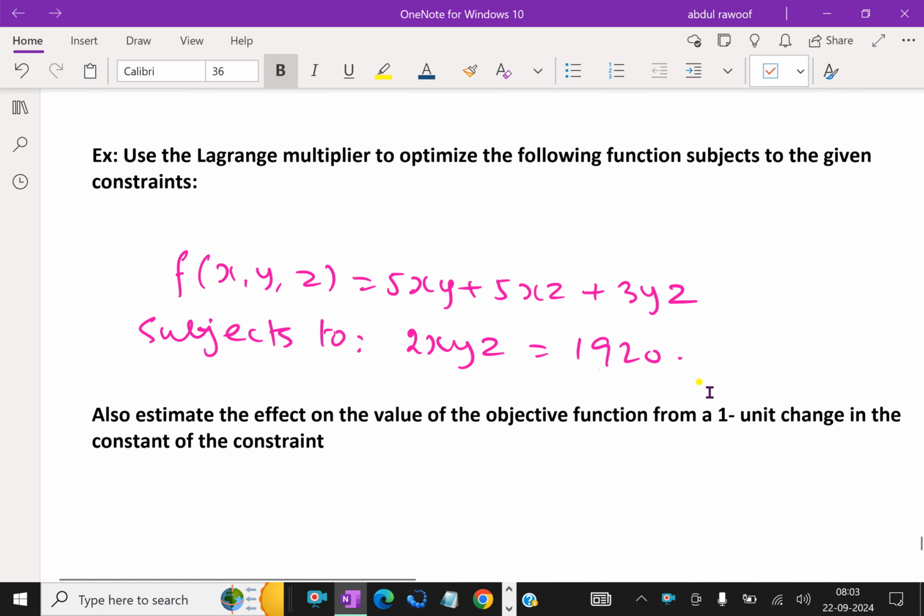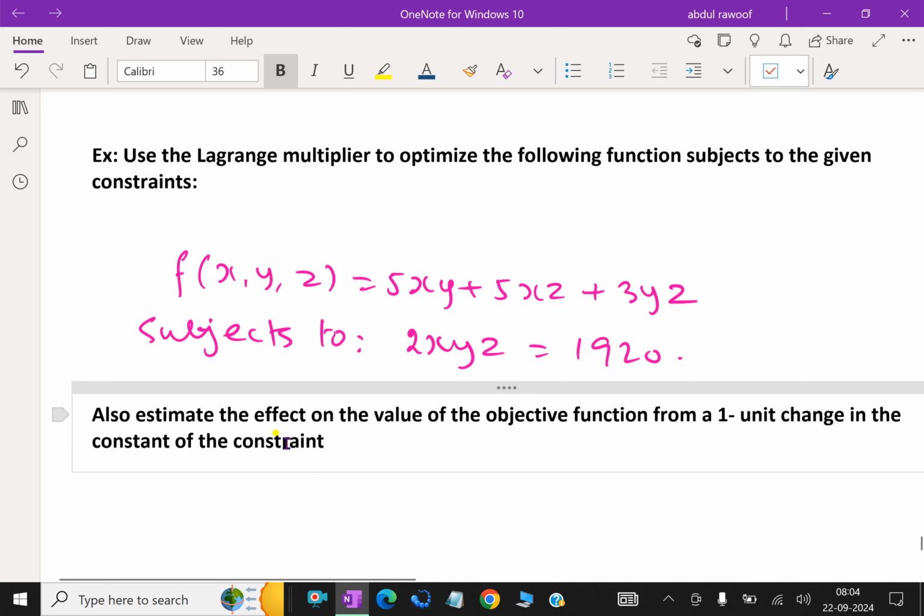Look at this example. Use the Lagrange multiplier to optimize the following function subject to the given constraint. f of x, y, z equals 5xy plus 5xz plus 3yz, subject to the constraint 2xyz equal to 1920. Also estimate the effect on the value of the objective function for a 1 unit change in the constant of the constraint.